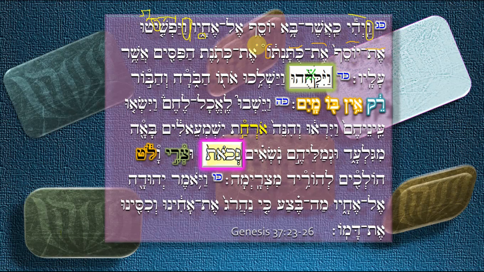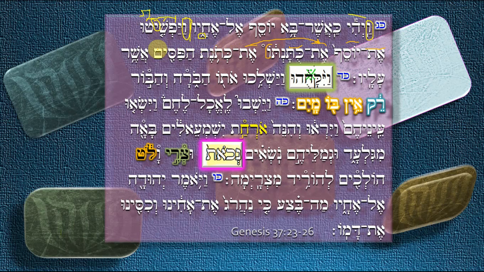And now look at this, even a third et this time, but this et is just qualifying the previous one. Which ketonet? Et ketonet hapasim. Although some of the sages believe that the first ketonet is telling us that even his underwear he had to strip off, so they made him go utterly naked. So there's two ways of looking at this.